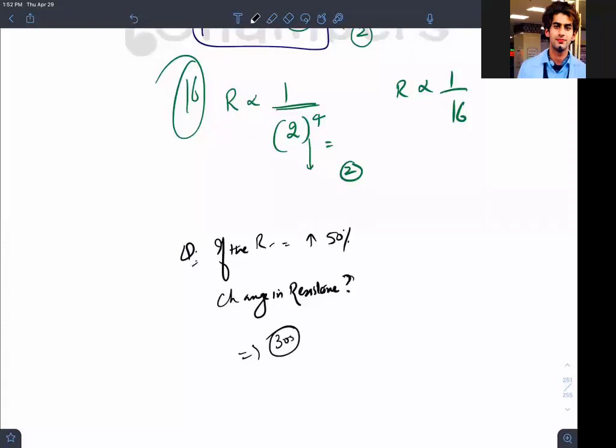Sorry, I increase the vessel radius by 50%. There was a normal vessel radius, for example, and I'm telling you, I changed the vessel radius by 50%. Listen to the word: I increase the vessel radius by 50%. What will be the change in the resistance?